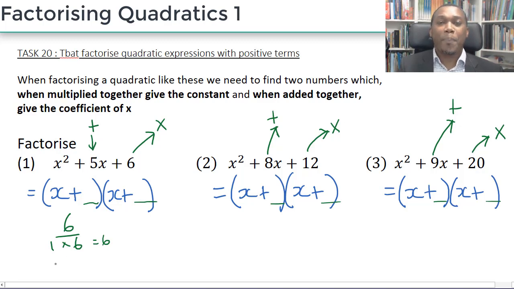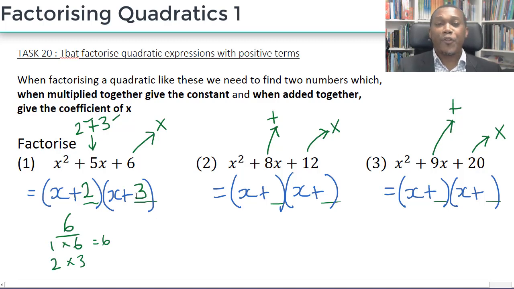What's the other pair of factors for 6? 2 and 3. 2 times 3 will give you 6, and when you add 2 plus 3, you get 5. Cha-ching, cha-ching. The missing numbers are 2 and 3. That's your strategy in this.